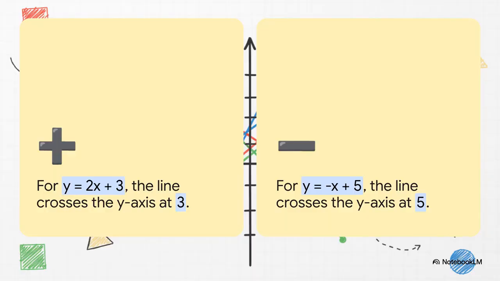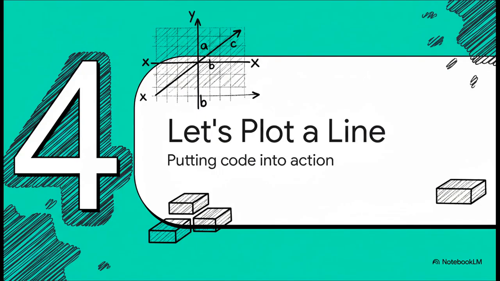And you know what the best part is? There's no calculation needed here. You just have to look at the equation. In y equals 2x plus 3, the b is 3. That just means the line crosses the vertical axis right there at the number 3. And in y equals negative x plus 5, b is 5. So it starts at 5. It's literally that simple. So, we've decoded a and we've decoded b.